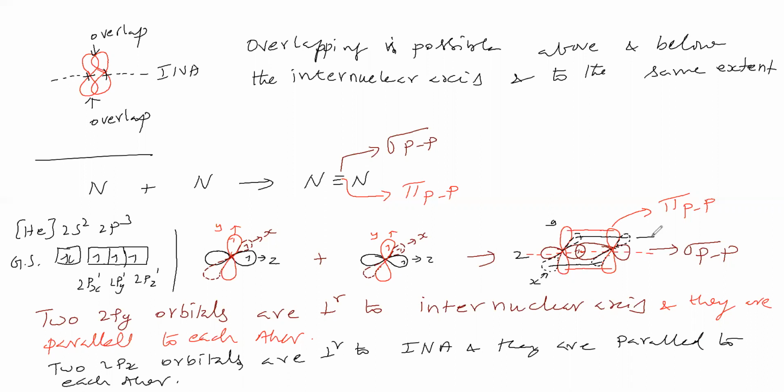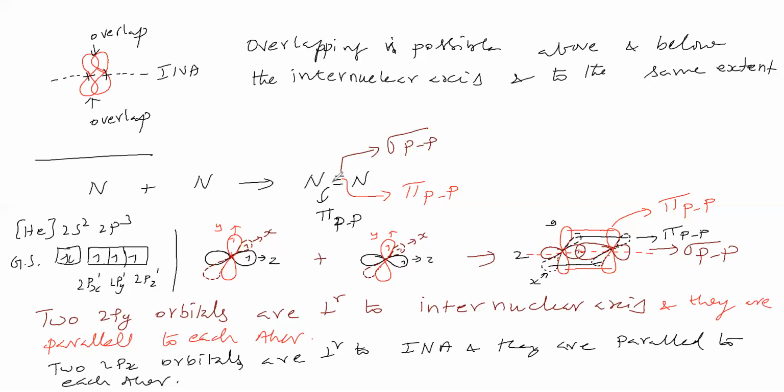This will result in a pi bond. This pi bond is formed by overlapping between two 2px atomic orbitals.